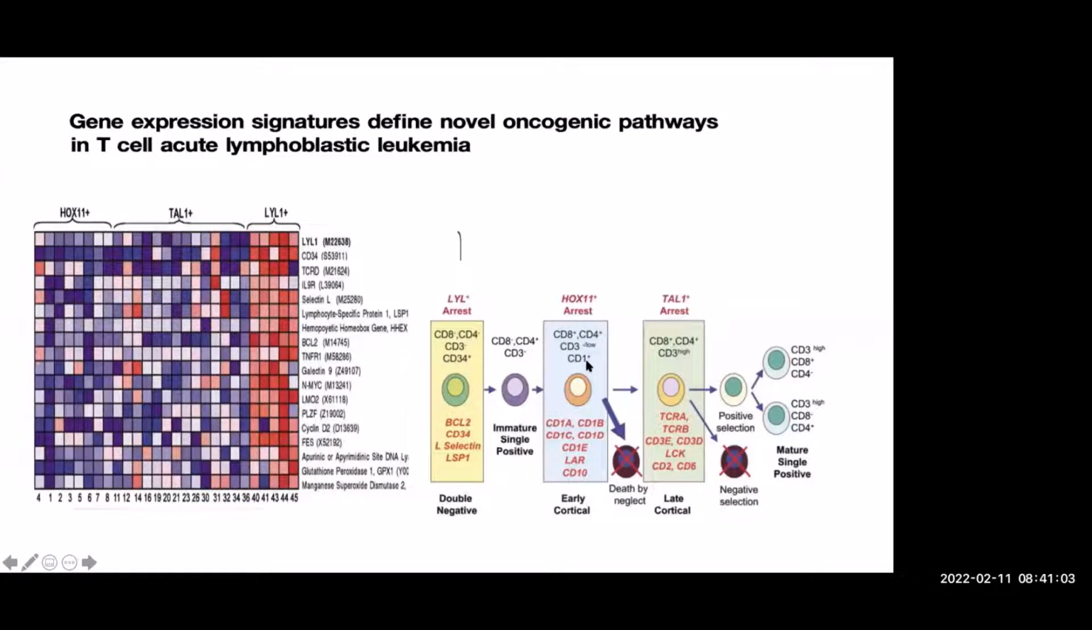The other subtype identified based on gene expression signatures is HOX11 arrest. This HOX11 is also called TLX1 and TLX3. These are the early cortical T cells, where they express CD1, CD8, and CD4. And the other subtype was the TAL type of T cell acute lymphoblastic leukemias. These cells arise from the late cortical T cells, and they express CD4 and CD8 and high levels of surface CD3.